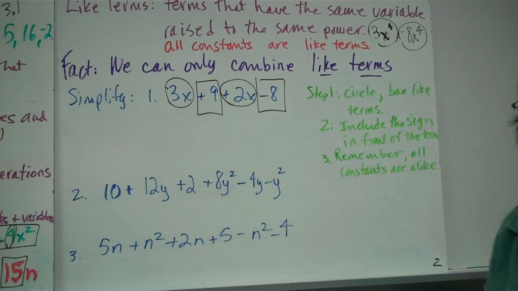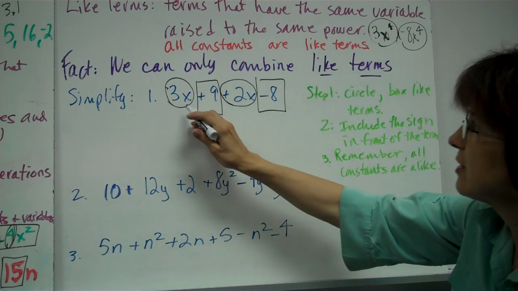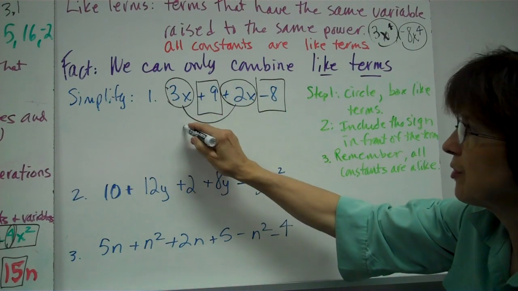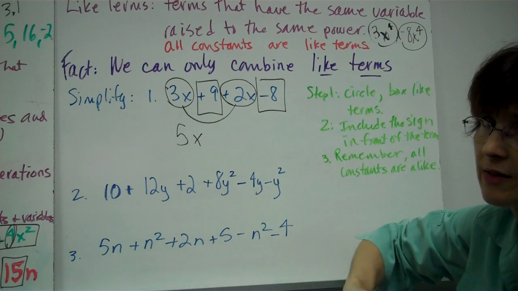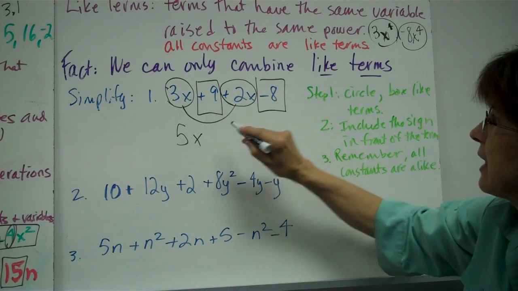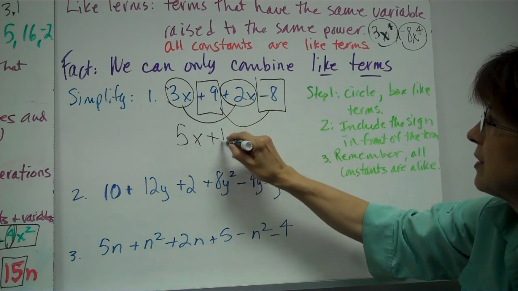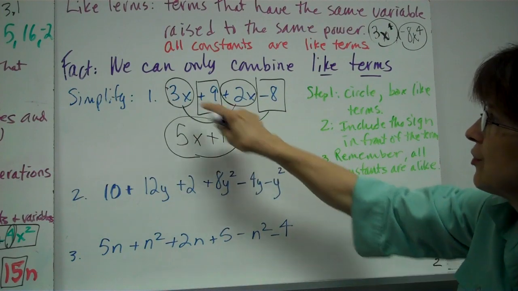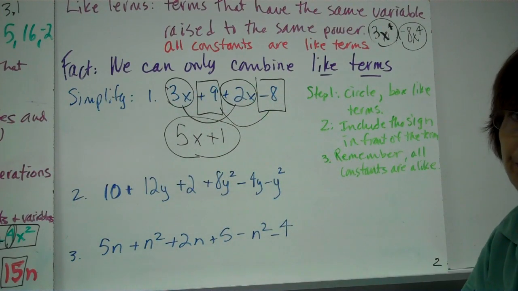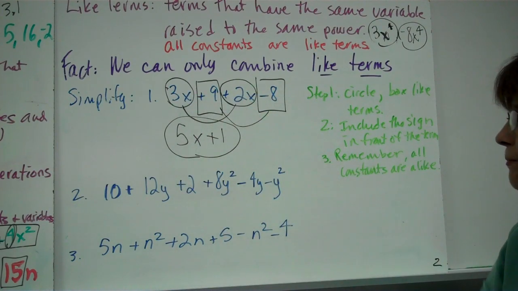And then you just simply combine them, okay? So this is 3x plus 2x. Well, 3 plus 2 is 5, so now I've got 5x's. And 9 minus 8 is going to be plus 1. So now that is a simplified version of the original problem. Okay? Let's do 2 more.